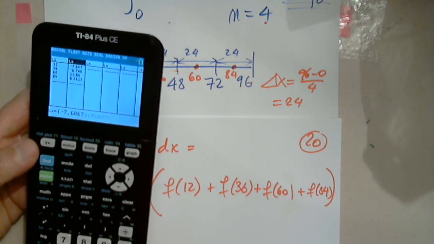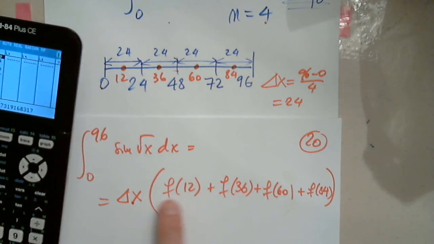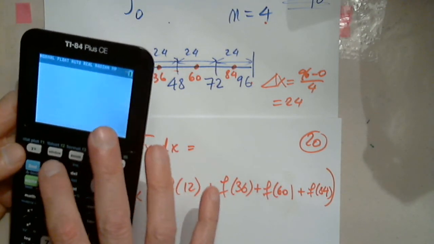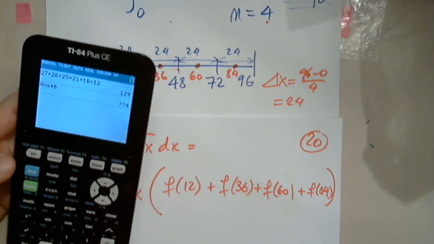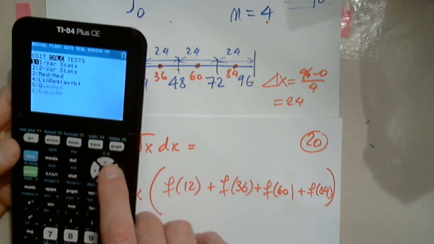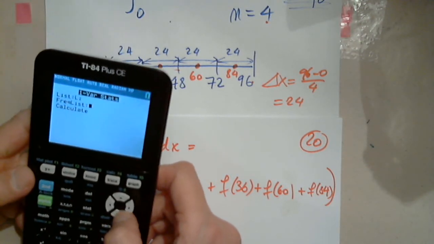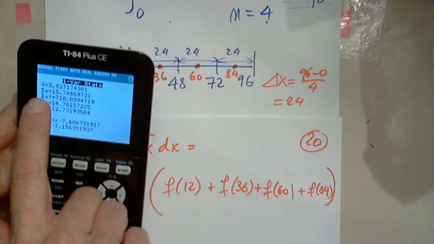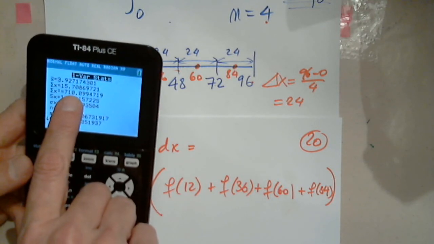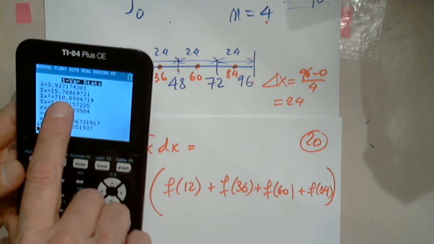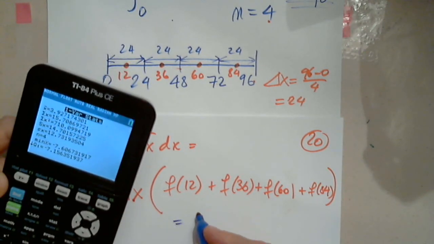And now when I press enter, I get all these numbers. This times this, this times this, this times this, this times that, assuming that I checked that it's in radians. Yes, it is. And now I go to stat and calculate one variable stats for list L2. And I calculate, and I get the sum to be 15.7. How many decimal digits do they want? 4 decimal places.